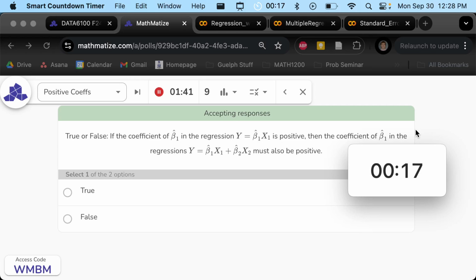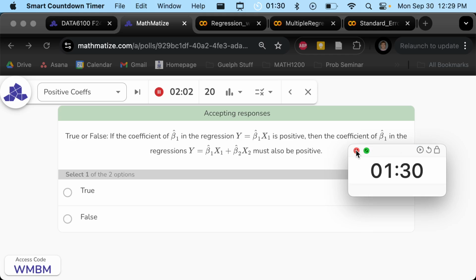Okay, there's like 15 seconds left. Put in your guesses on the true false question. Okay, let's take it up and see what you said.